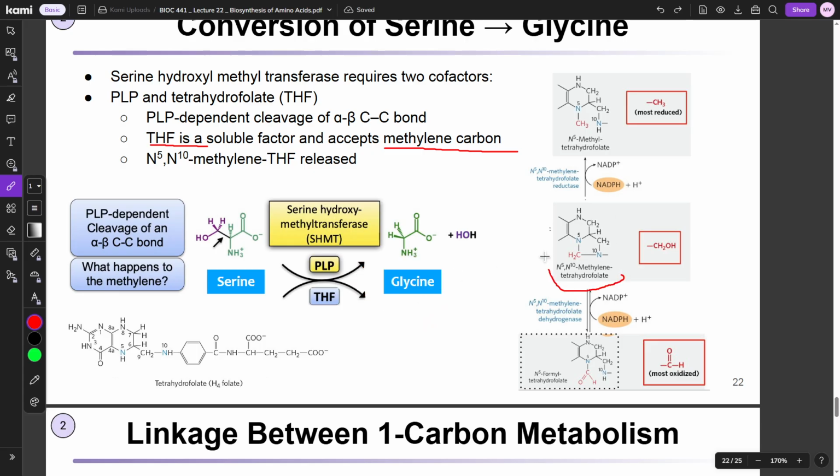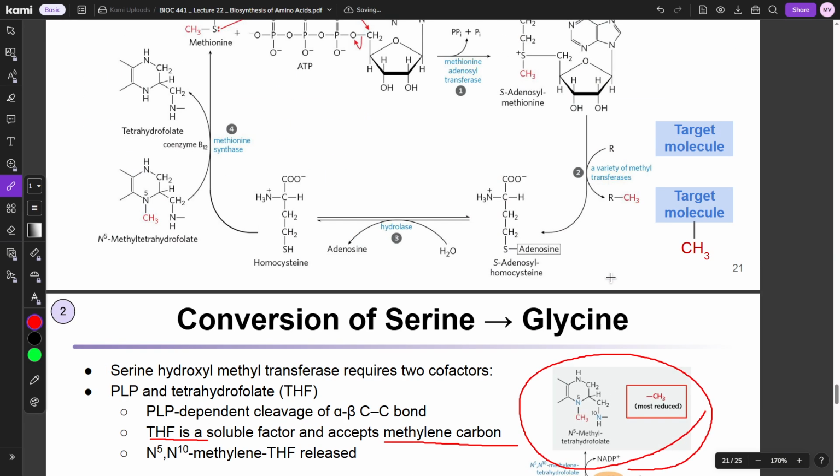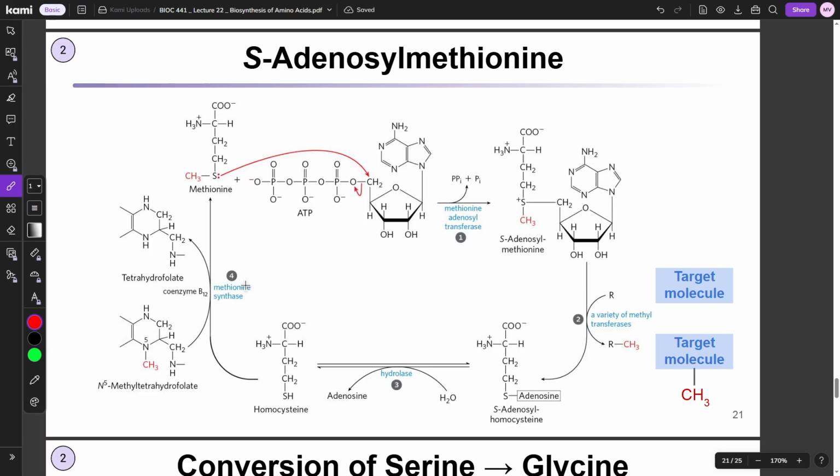And so then after you make this, you can go in either direction. Remember, you can either oxidize it this way or you can reduce it. So you can either oxidize it or you can reduce it. And then you can use this here to make methionine, and then you can use that to methylate stuff.